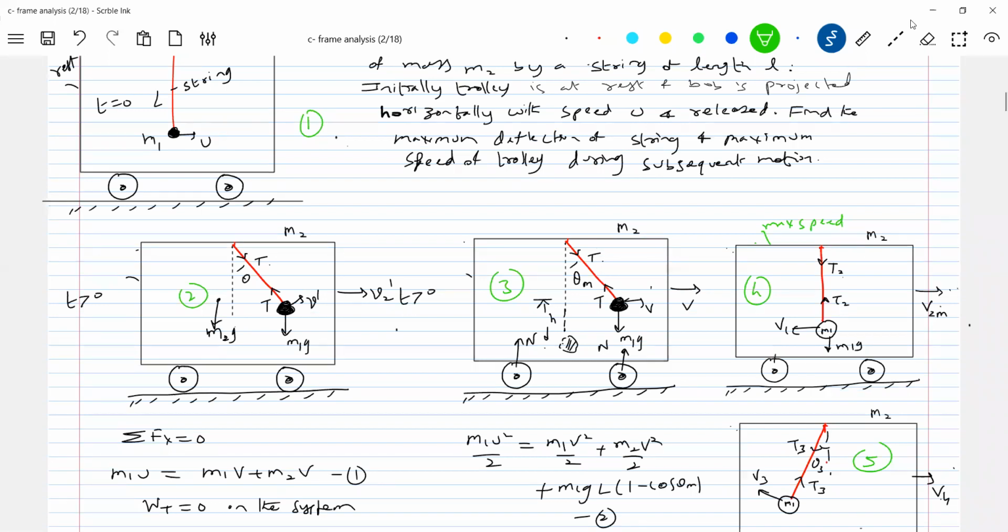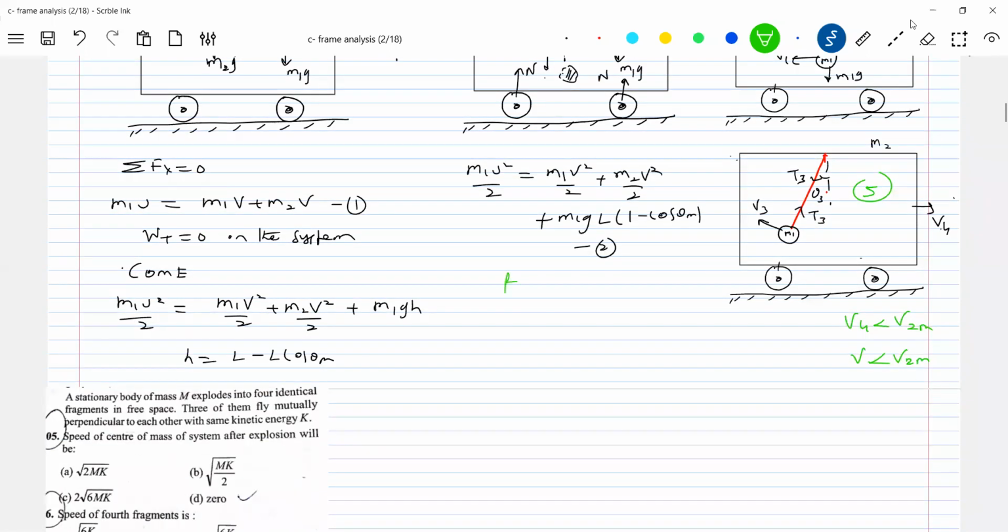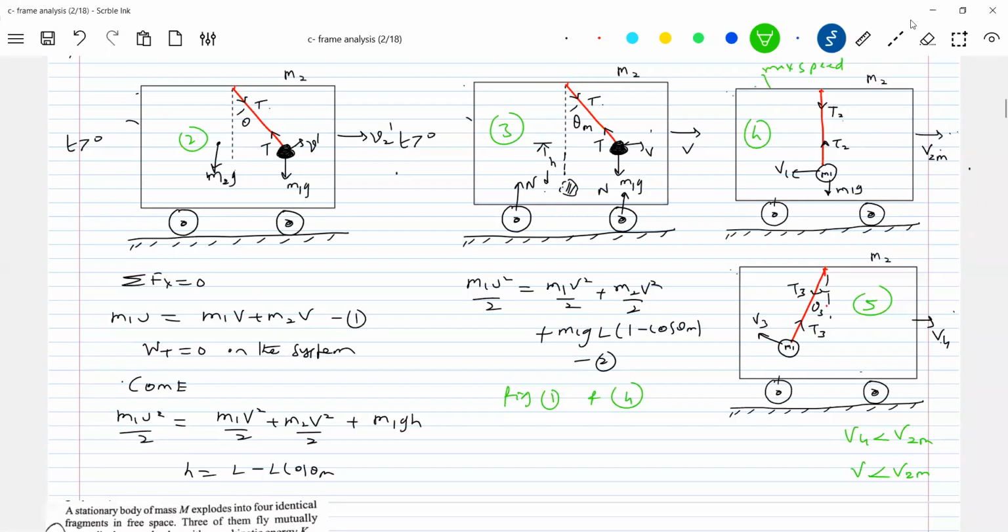So directly I'll apply between 1 and 2. So from the diagram, figure 194, what is the initial momentum? M1u. Final momentum, M2 V2M minus M1 V1. Two things unknown, V2M as well as V1. I'll apply conservation of mechanical energy. M1 u square by 2 equals M2 V2M whole square by 2 plus M1 V1 square by 2.